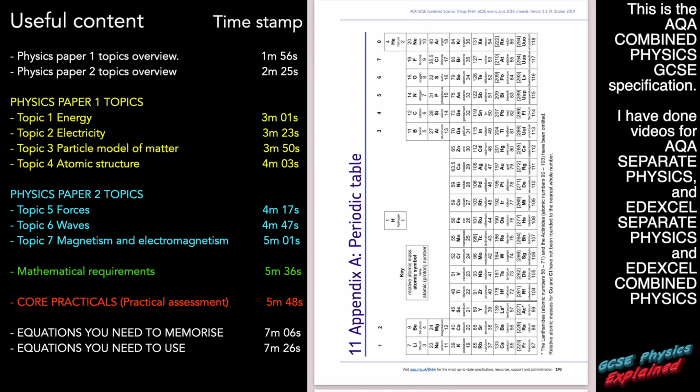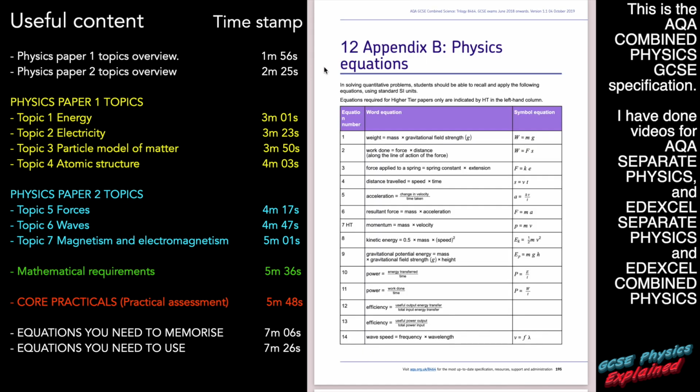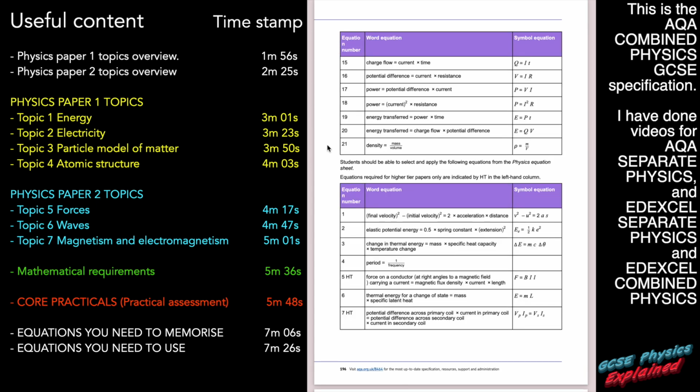There's a periodic table for your chemistry. Here are the physics equations. So these equations are what students should be able to recall and apply. So recall means from memory. So you should have memorized all of these equations and these equations.